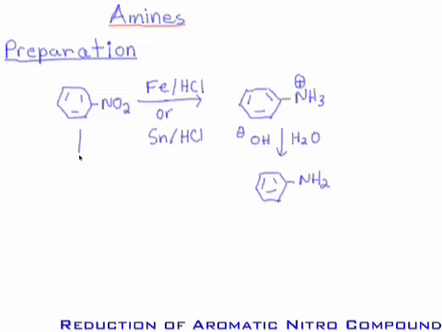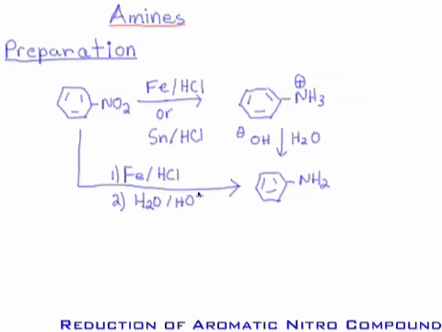So overall, the reaction is a two-step process where one, we have either iron HCl or tin HCl. I'll use iron HCl, followed by H2O and hydroxide. Remember, the 1 and the 2 mean two separate processes. First, you do the iron HCl reaction, followed by H2O and base.